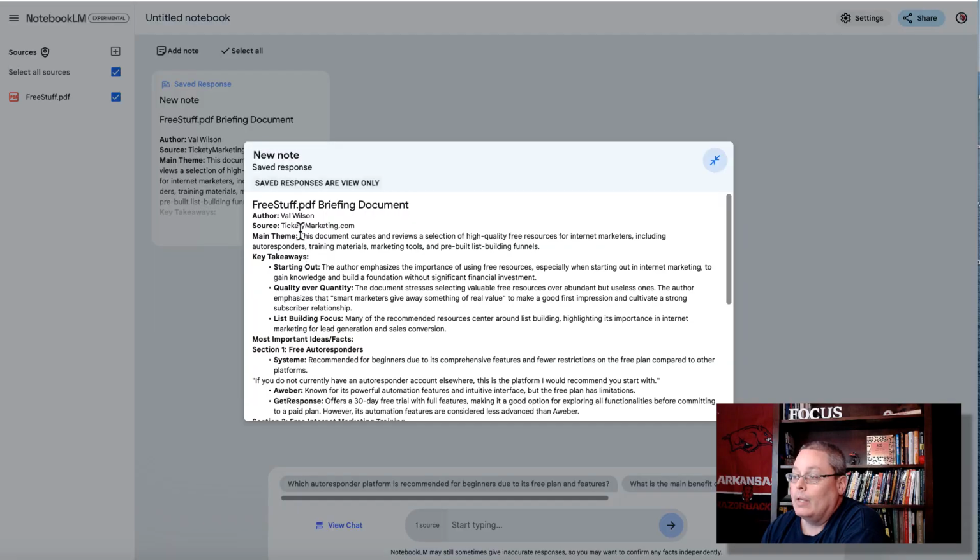So the concept here is, if you step back and you look, you're adding this resource. You pick this up for $1, and you see here that the author, Val Wilson, has created a document that curates and reviews a selection of high-quality, free resources for internet marketers, including autoresponders, training materials, marketing tools, and pre-built list building funnels. The key takeaways from this document, and again, you're getting all this stuff here inside of NotebookLM, but the idea and the focus and the point is to take this to the next level.